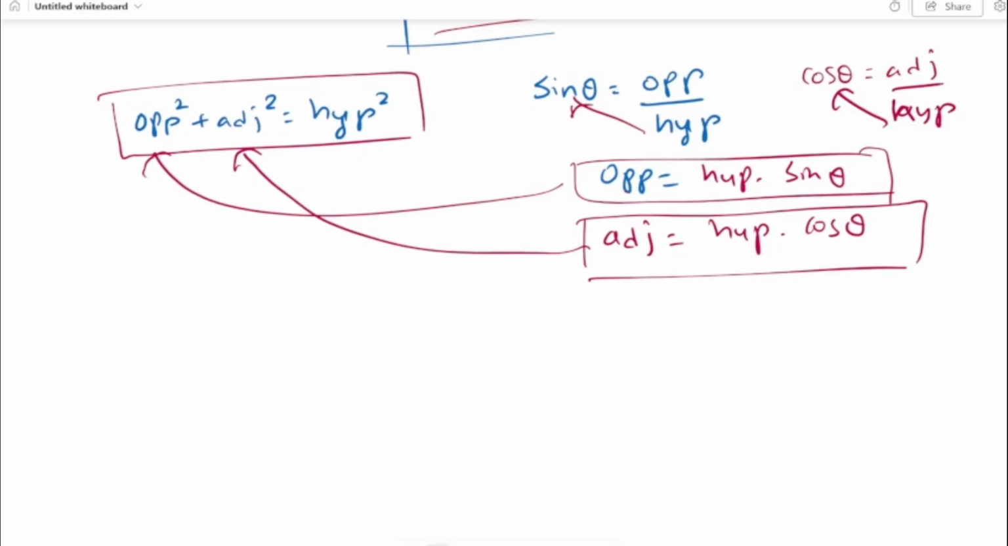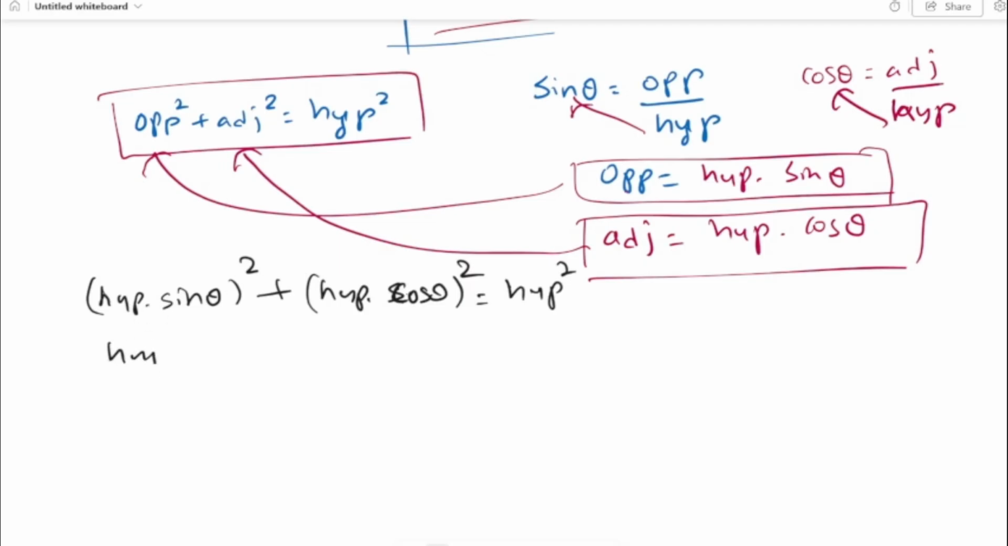Opposite square would be hypotenuse times sine theta whole square, plus adjacent will be hypotenuse times cos theta whole square, equal to hypotenuse square. I'm going to apply the square inside. So hyp square sine square theta plus hyp square cos square theta equal to hyp square. Okay, let me stop you here. What did I do? I didn't do any black magic.